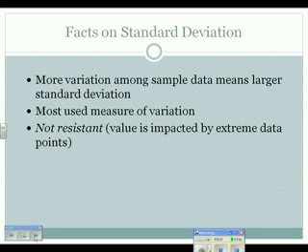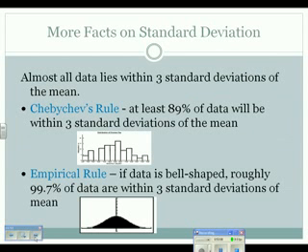It is not resistant to extreme data values, though. So it will be affected when you put in extreme data values. It's probably more resistant than the range, because the range is only the measure of extreme data values, so it's extraordinarily not resistant, but the standard deviation is still not very resistant to change.